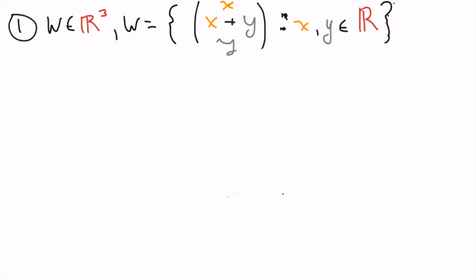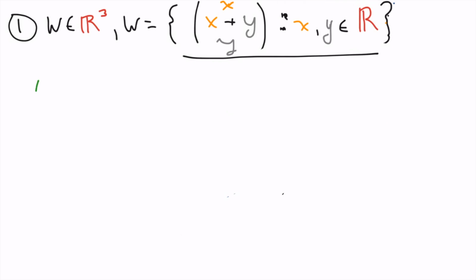Hey everybody. In this video we're going to go over some examples of whether or not subsets are subspaces. So, let's start with this example. We have W, which is a subset of three-dimensional space, and W just consists of all of the vectors that meet this specification. So, how do we check whether or not W is a subspace?